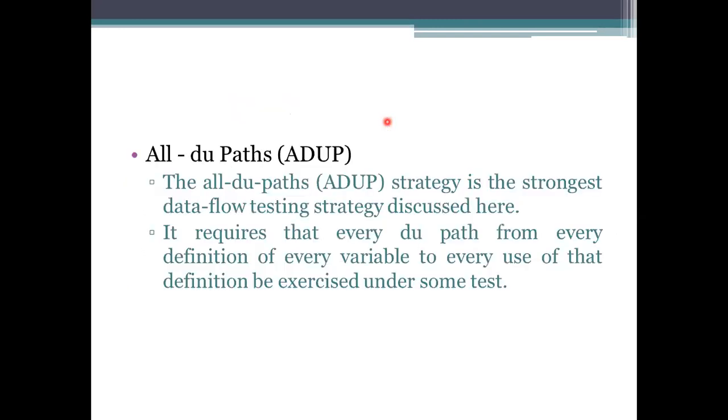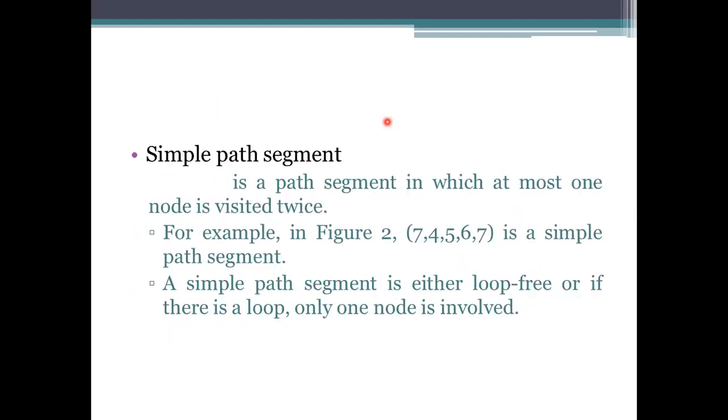So here in this all du paths, we need to consider each and every variable we are studying. Each and every variable means we have taken the examples x, y, z and v. Each and every variable which has been defined, has it been used or not? Means we need to test it. How far can I go for this test?